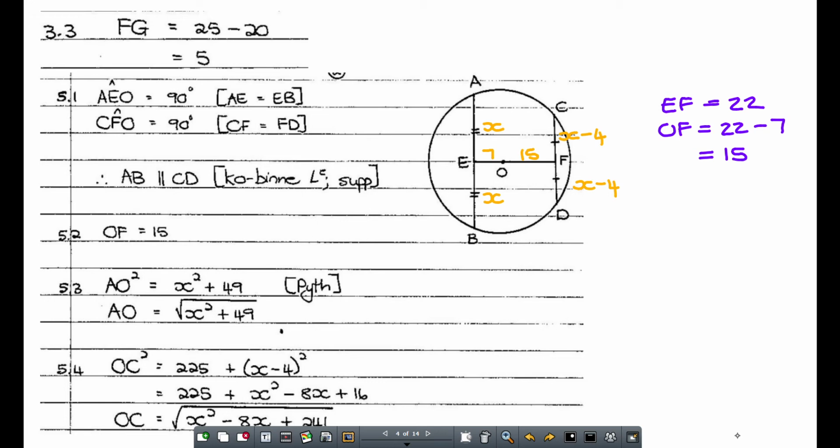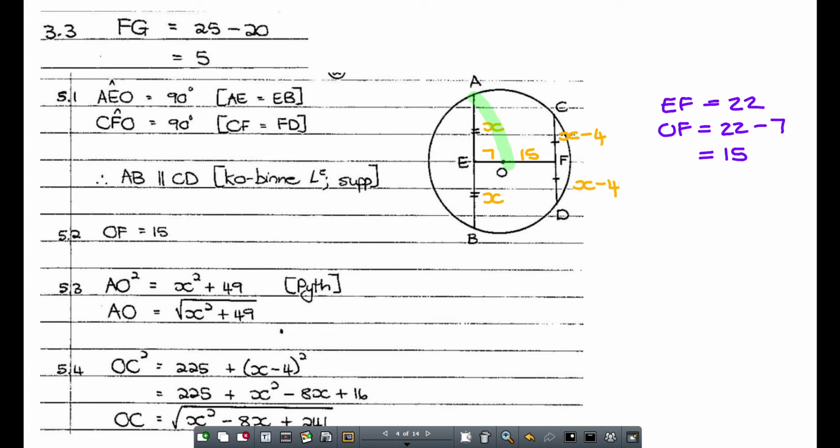Okay, right. So at 5.2 they say sê wat die lengte van OF is. Now over here we actually done it already. Nee. OF is 15. So jy kon net daai gaan afskryf het. Right? 5.3 bepaal AO in terms of X. Okay, so they want AO. En stem jy saam dat AO is eintlik 'n radius? Nee? Do you guys agree?